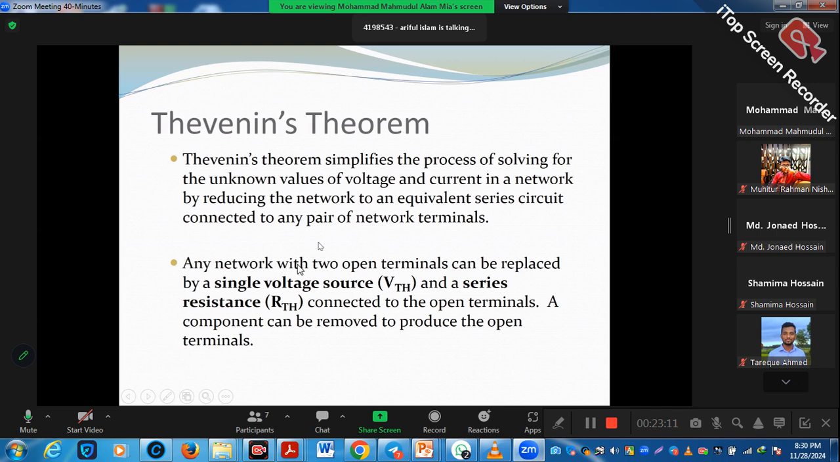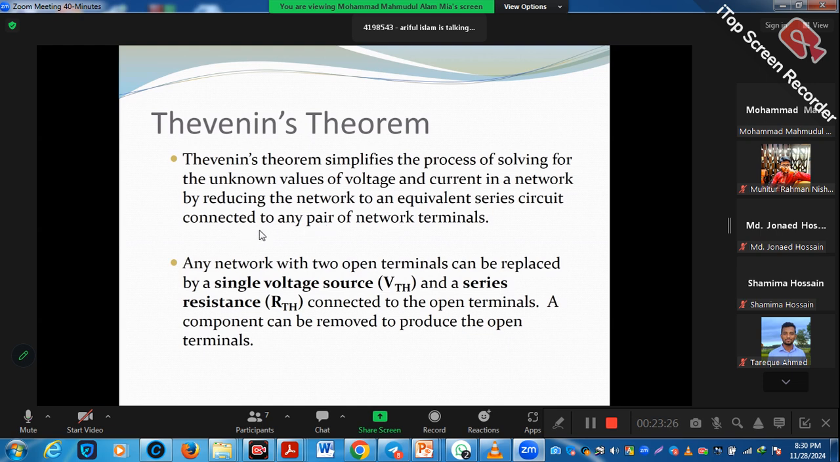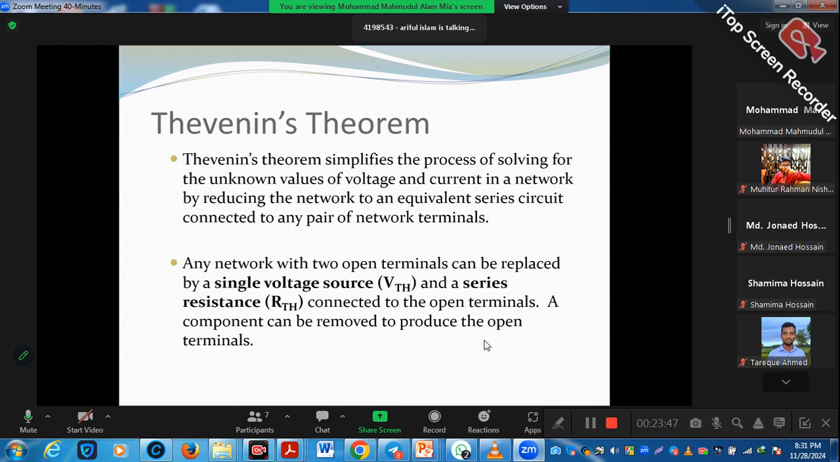Thevenin theorem. Thevenin's theorem simplifies the process of solving for the unknown value of voltage and current in the network by reducing the network to an equivalent series circuit connected to any pair of network terminals. Any network with two open terminals can be replaced by a single voltage source and series resistance connected to the open terminals. A component can be removed to produce the open terminal.